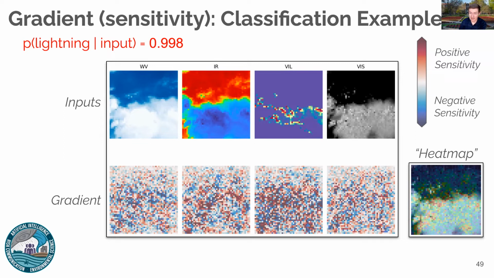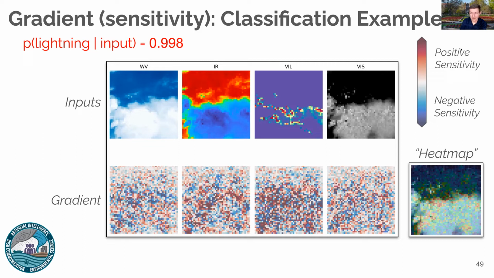You can see that the probability that this image contains lightning, outputted from our CNN, is very close to 1. So the neural network is very confident that this image has lightning. And then each one of the gradients for the respective input channels is shown in the bottom row. Immediately it might look very noisy, and there are lots of strong blue pixels. Blue means negative sensitivity. So that means this area of the image I should change to decrease the confidence that the image contains lightning. And red areas are positive sensitivity. So if I change that pixel and increase the value there, it'll increase the confidence that there's lightning.